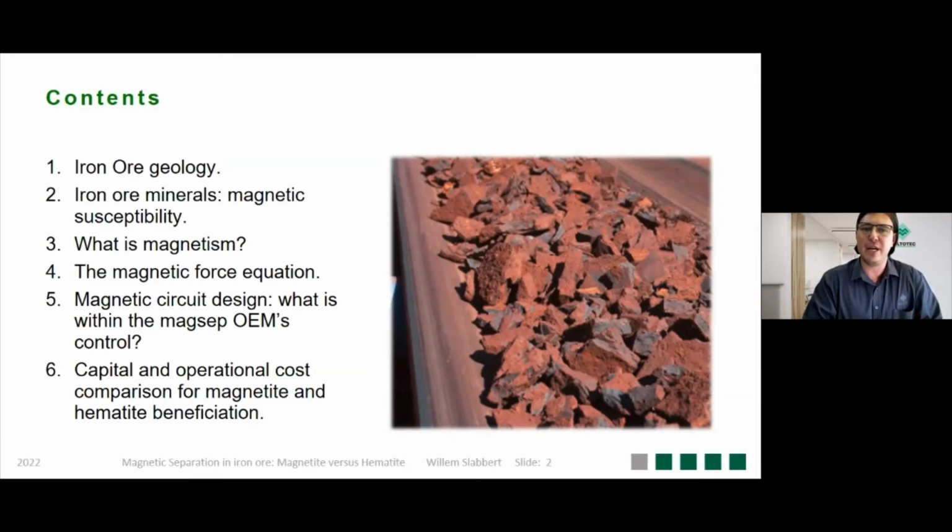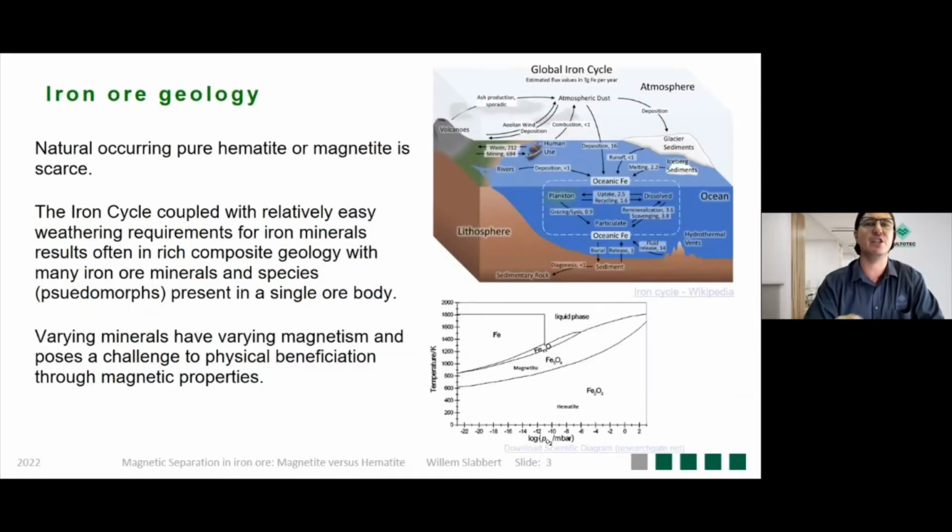We then have to look at the magnetic circuit design and what is within the control of the MagSep original equipment manufacturer. And finally, an indication of capital and operational cost comparisons for the two different beneficiation trains of magnetite and hematite.